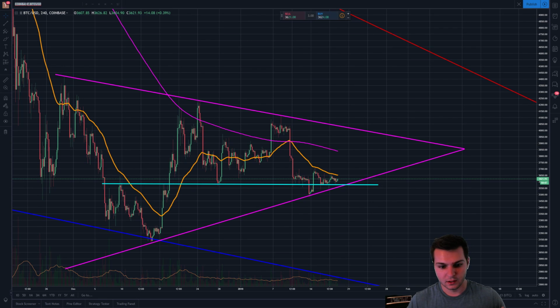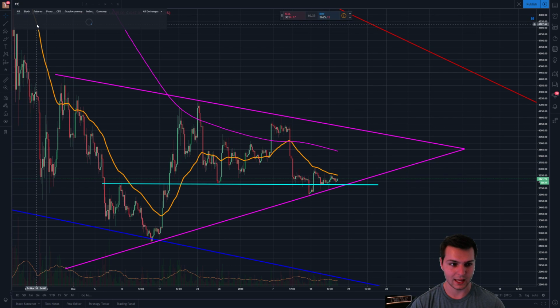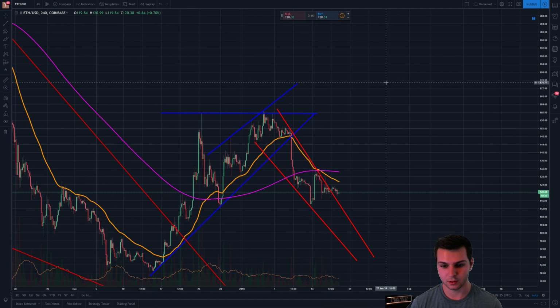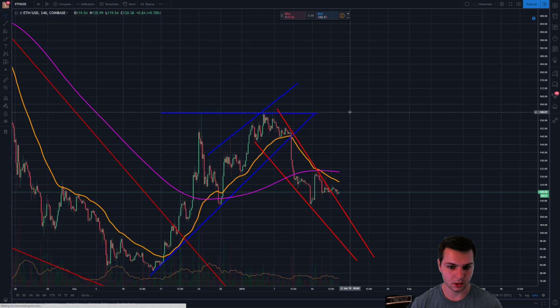But anyway, now that we've done our full-on technical analysis of Bitcoin, we'll come back to Bitcoin in a little bit. We'll check back up on it and see what it's doing. But I want to go ahead and look at Ethereum. So we're going to look at Ethereum to the US dollar, of course on the Coinbase exchange, and let's see what we got over here.